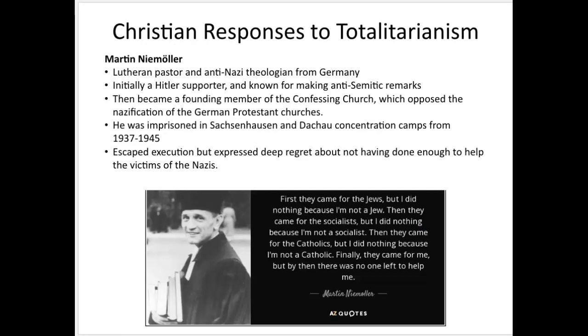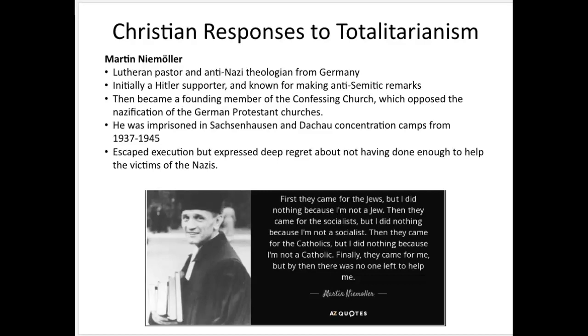He is known for the famous phrase that's seen below here. First, they came for the Jews, but I did nothing because I'm not a Jew. Then they came for the socialists. I did nothing because I'm not a socialist. Then they came for the Catholics, and I did nothing because I'm not a Catholic. Finally, they came for me, but by then there was no one left to help me.